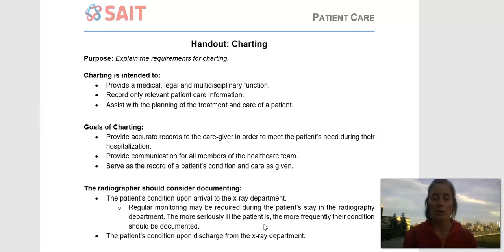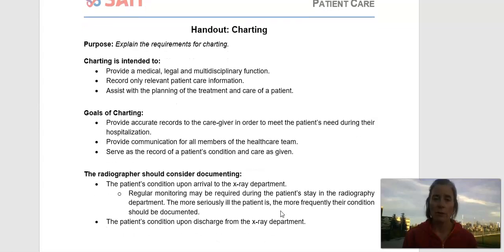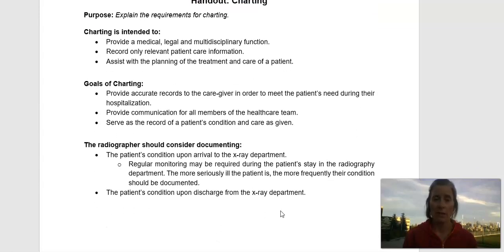It also provides a main source of communication for those healthcare providers that are looking after that patient, and as well, it serves as a record of that patient's condition. Because when we think of the care of the patient, it's constantly changing. The condition itself is ongoing. It's fluid, and what the charting does is it provides us with a baseline. It provides us with references. It allows us to determine, and to some extent even predict, the changes that the patient's condition could possibly undergo.